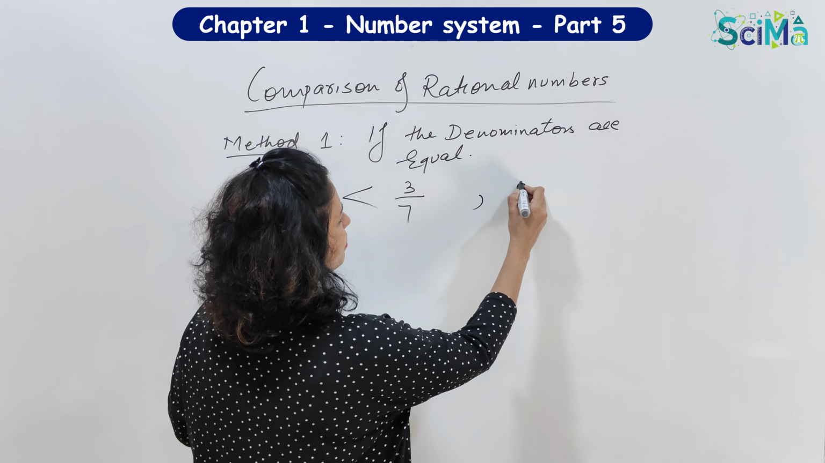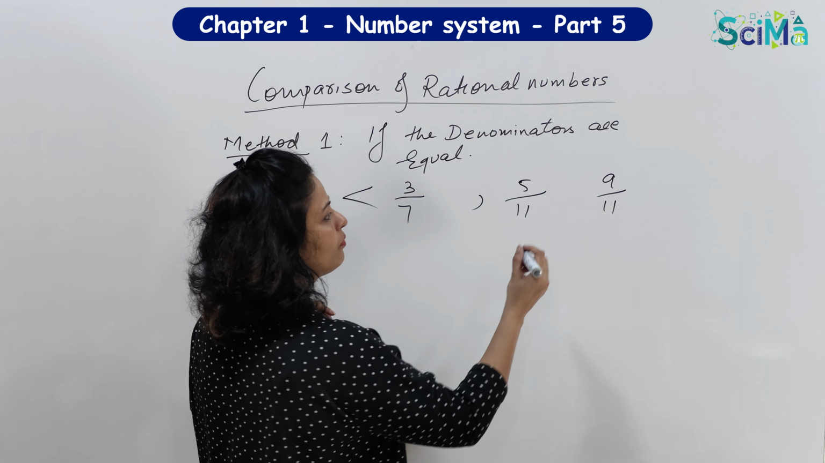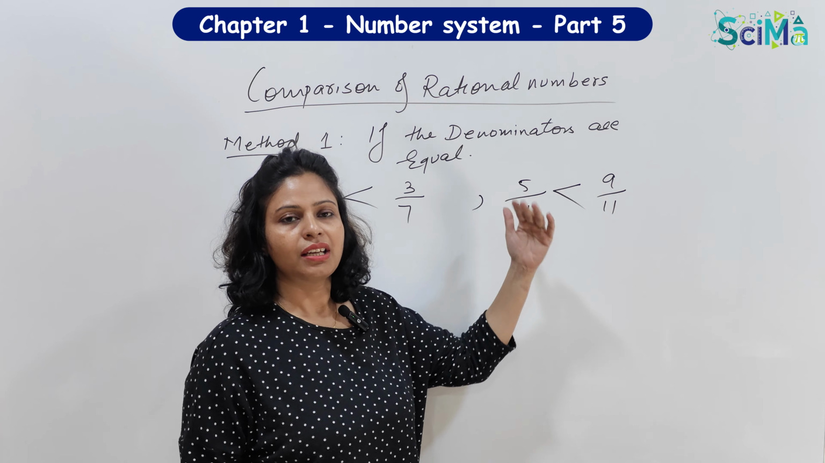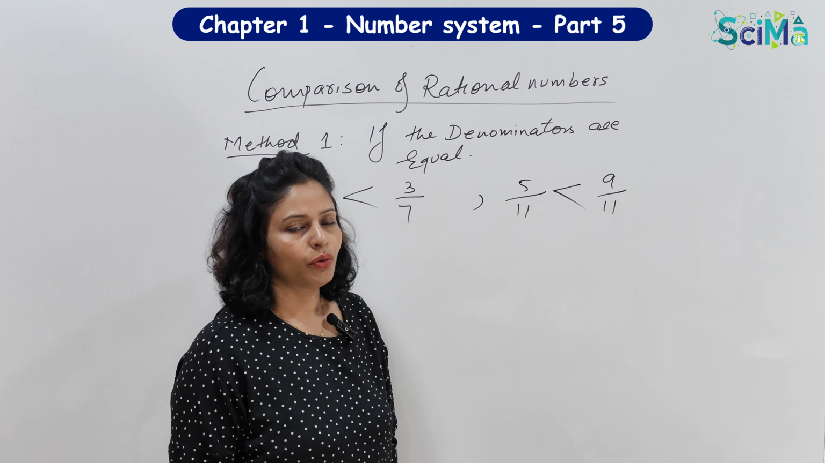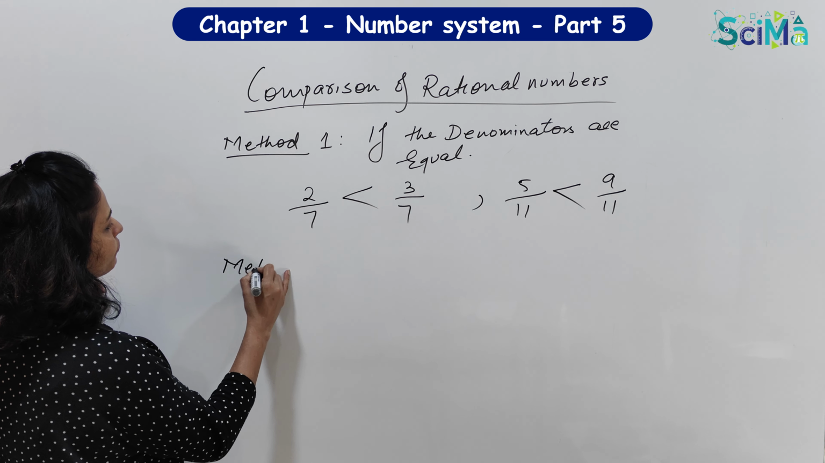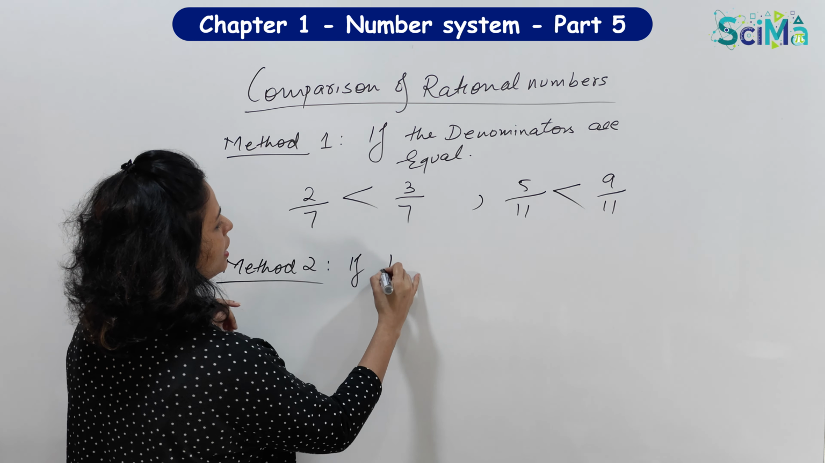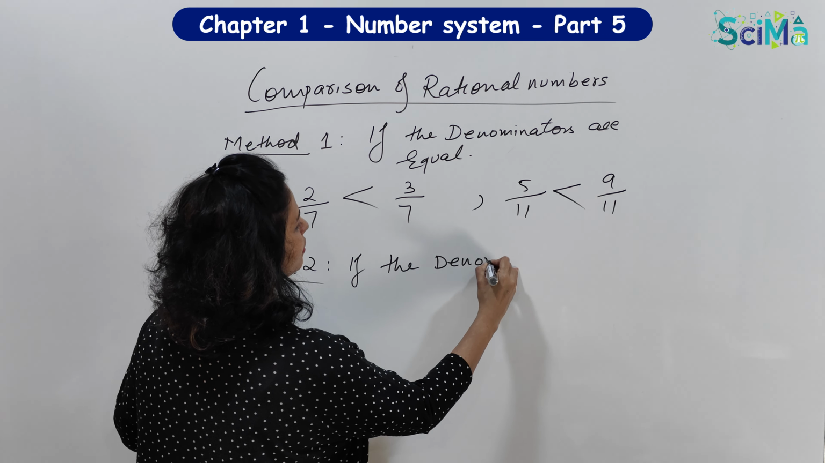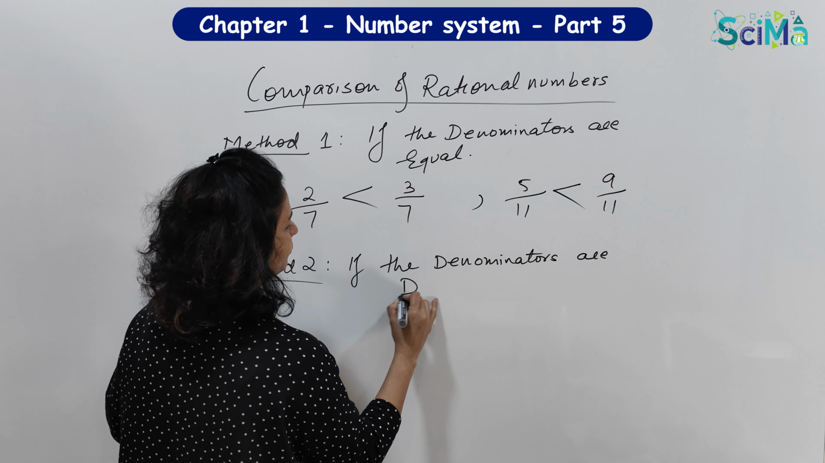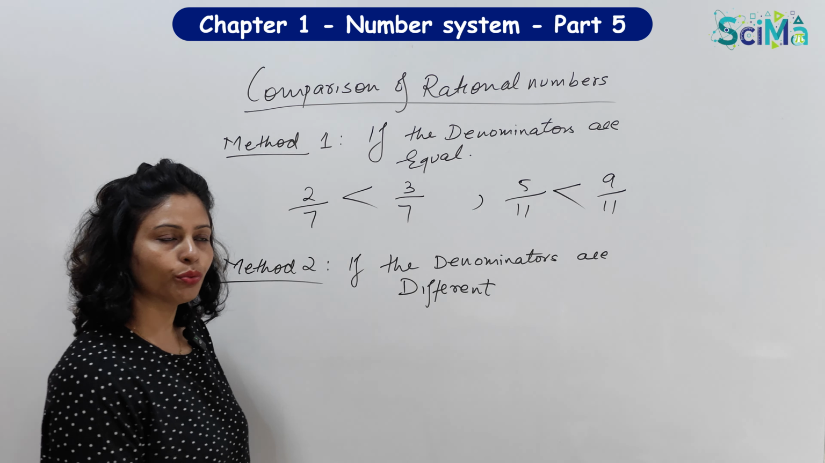I can take one more example, maybe 5 by 11 and 9 by 11. Here the denominator is the same. So 9 is greater than 5, so 9 by 11 becomes the greater rational number compared to 5 by 11. Second method: if the denominators are different, what do we do?